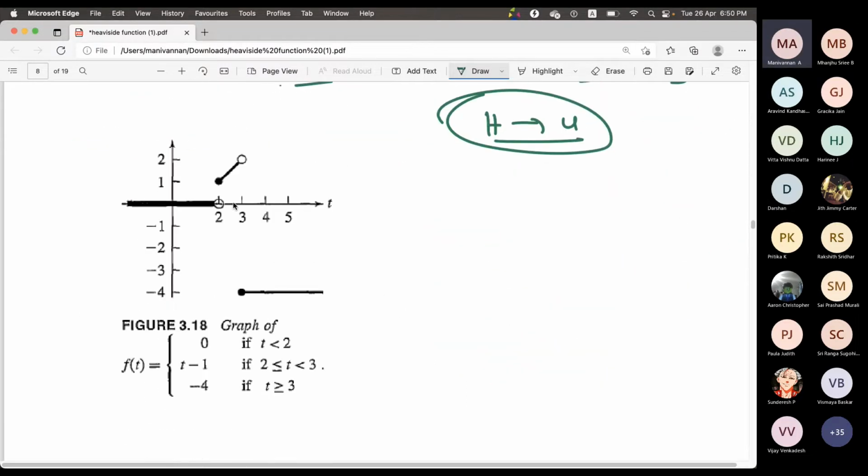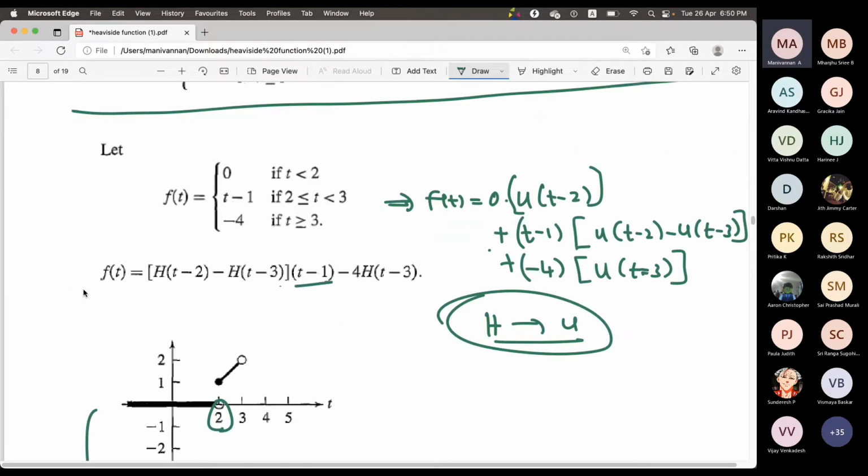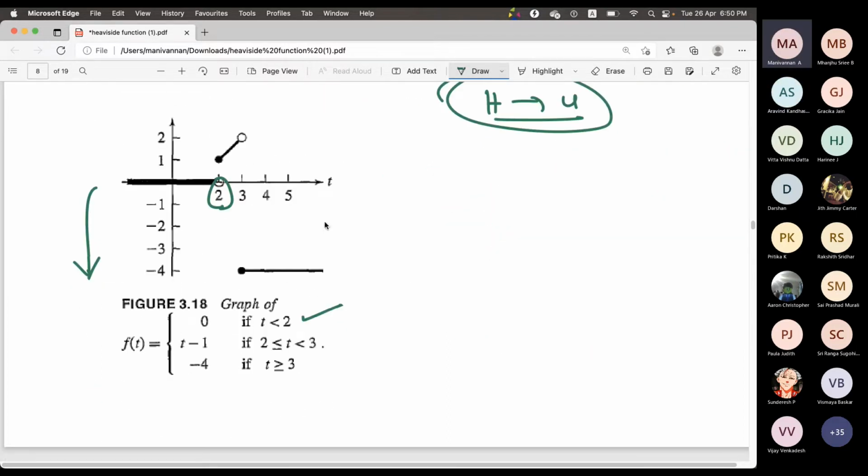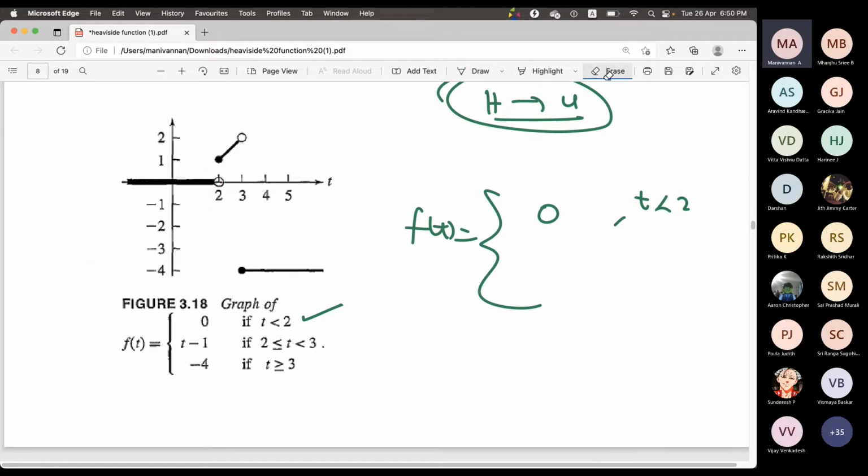And this kind of impulse function, until this 2 is 0, from the graph itself we have to write the function. So my f of t can be written as: t less than 2, up to that it is 0, and it is an open part. Okay, it has the discontinuity. See here it's an open circle.